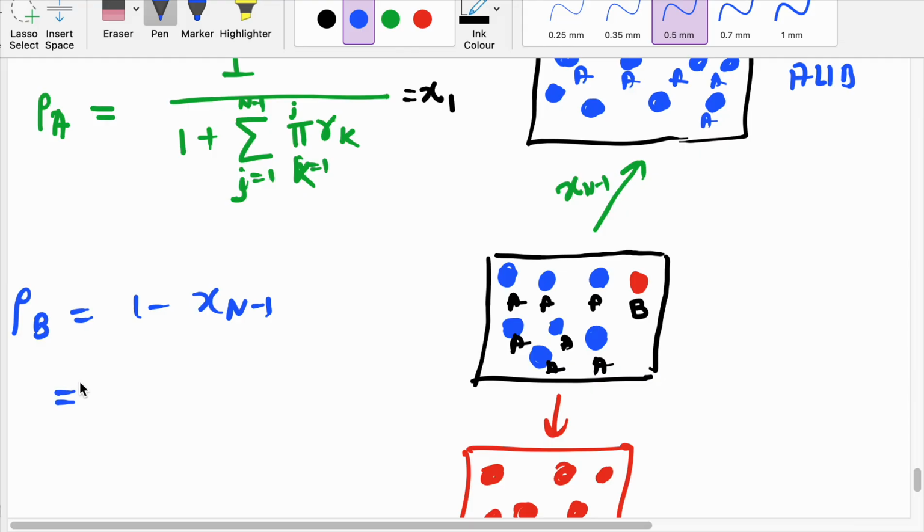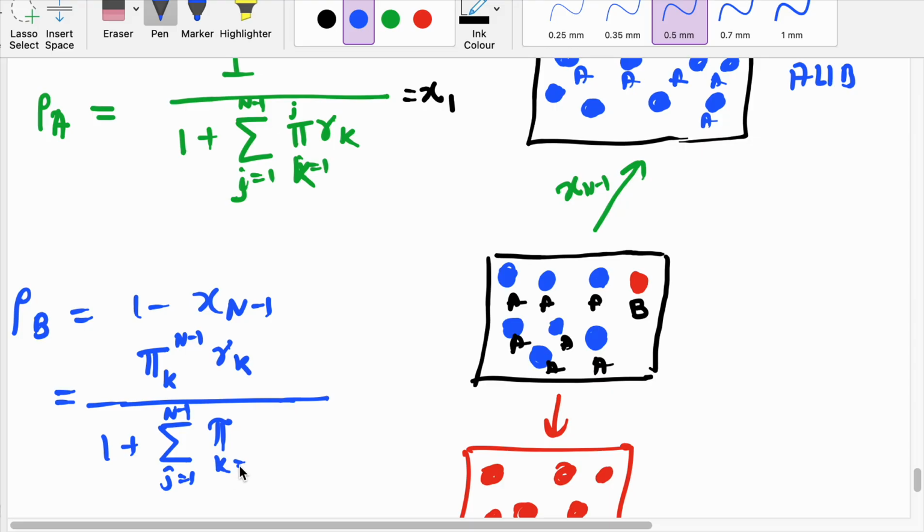If you calculate it, you will get, it is very simple to calculate, but I am not calculating. You will get this expression: k equal to n minus 1 gamma, gamma k, by 1 plus, 1 plus the sum over j equal to 1 to n minus 1 of the product over k equal to 1 to j of gamma. So this thing you will get. This is the fixation probability of rho b, and this is the fixation probability of rho a.